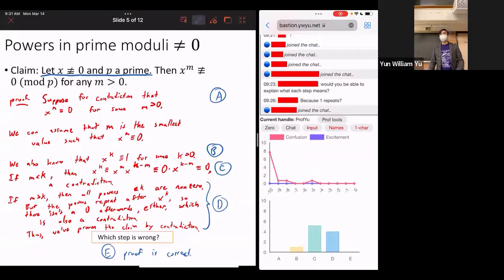Is it fine if you use previous theorems, which is what we're doing in B? So people are thinking it might be in C. So what are we doing in C? Well, we're basically breaking up a power into two different pieces. Can we break up a power into two different pieces?